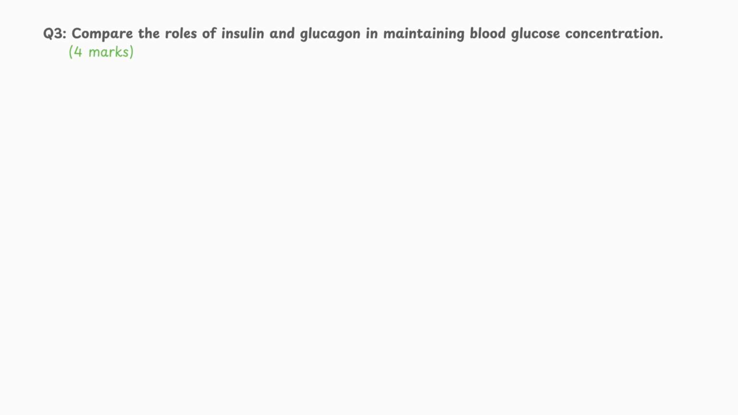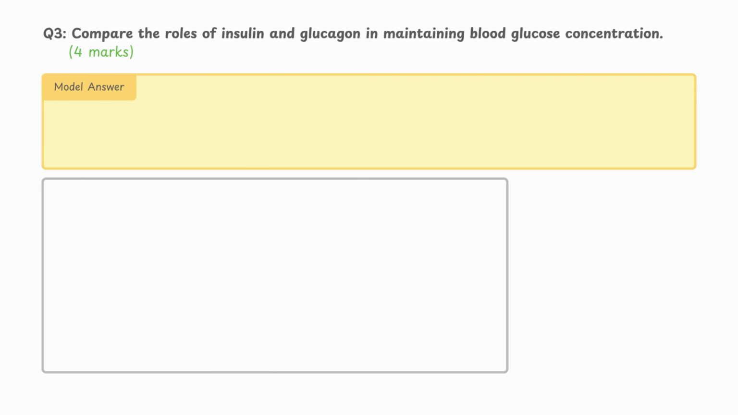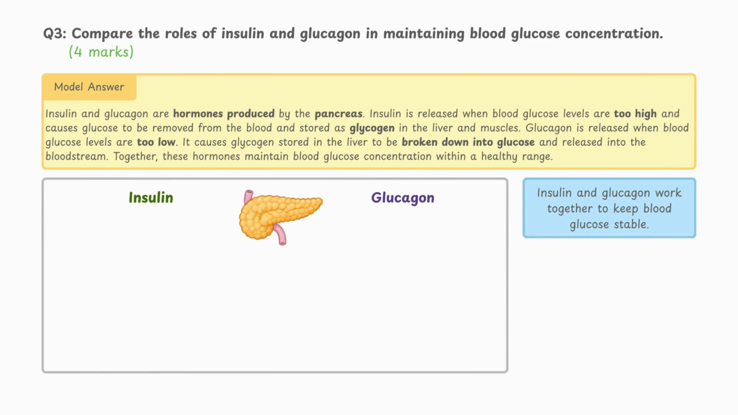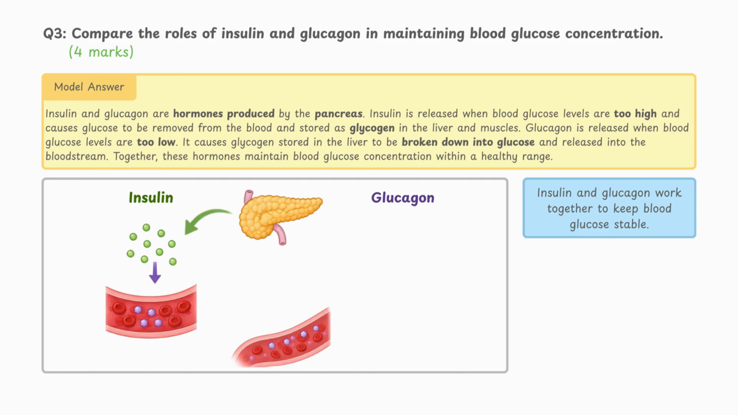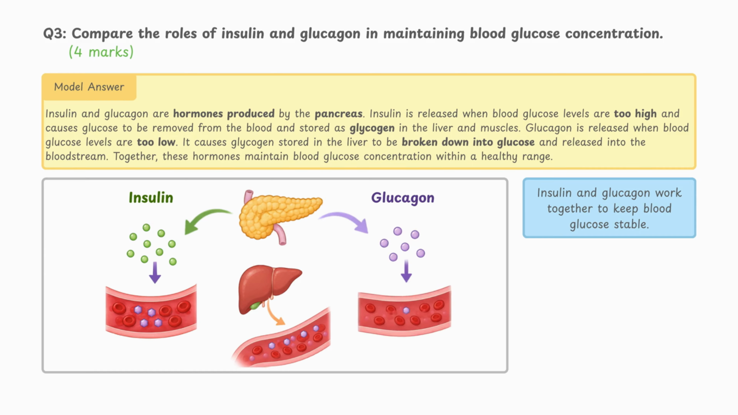And for the last question, compare the roles of insulin and glucagon in maintaining blood glucose concentration. Insulin and glucagon are hormones produced by the pancreas. Insulin is released when blood glucose levels are too high and causes glucose to be removed from the blood and stored as glycogen in the liver and muscles. Glucagon is released when blood glucose levels are too low. It causes glycogen stored in the liver to be broken down into glucose and released into the bloodstream. Together, these hormones maintain blood glucose concentration within a healthy range.